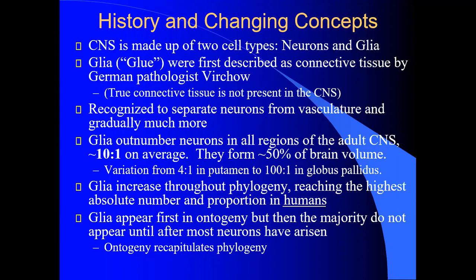Although it's 10 to 1, because they're smaller than the neurons, they make up about 50% of the brain volume. The variation is considerable, and it is, I think, coincidental that the extremes are in the putamen, where you have 4 glia for every neuron, and the globus pallidus, where you have 100 glia for every neuron. Isn't this strange that 2 structures that are next to one another have the highest and lowest ratios?